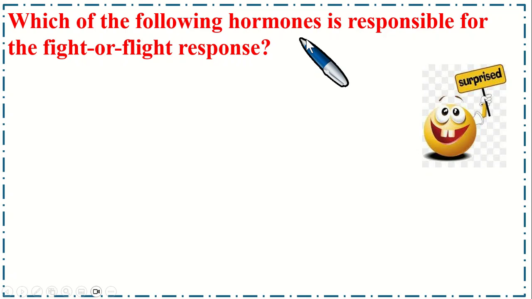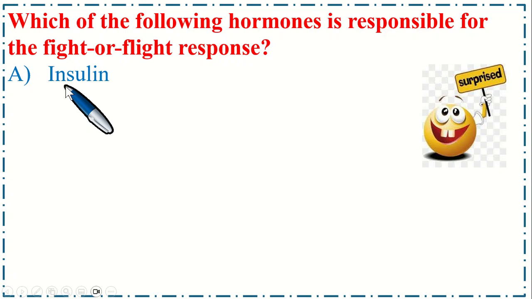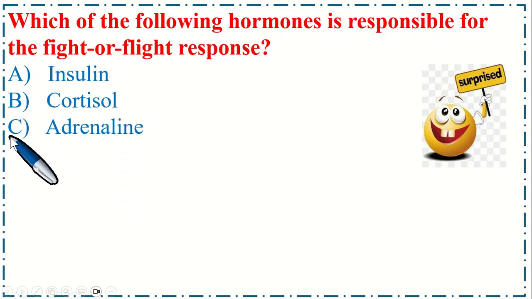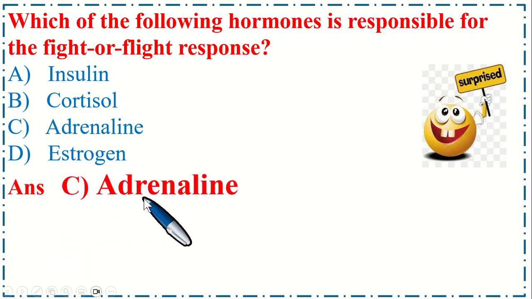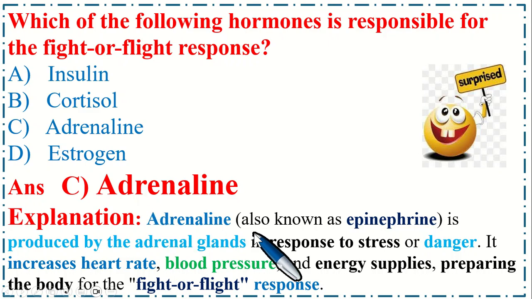Which of the following hormones is responsible for the fight or flight response? Option A insulin, B cortisol, C adrenaline, and option D estrogen. So the correct option is C adrenaline. Adrenaline, also known as epinephrine, is produced by the adrenal gland as a response to stress or danger. It increases heart rate, blood pressure, and energy supplies, preparing the body for the fight or flight response.